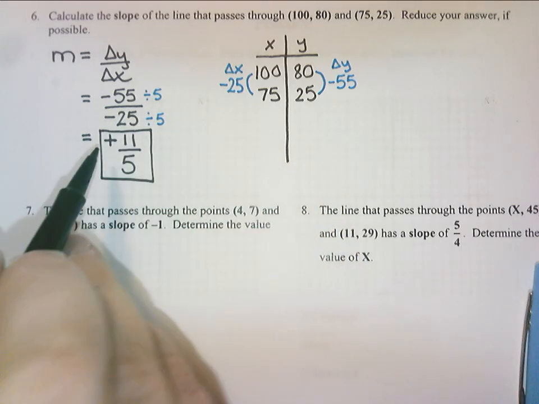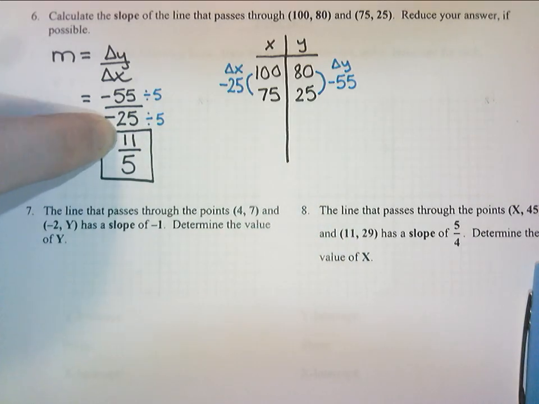You do not need to write the plus sign to show that it's positive. You could just write 11 over 5, and that would be fine.